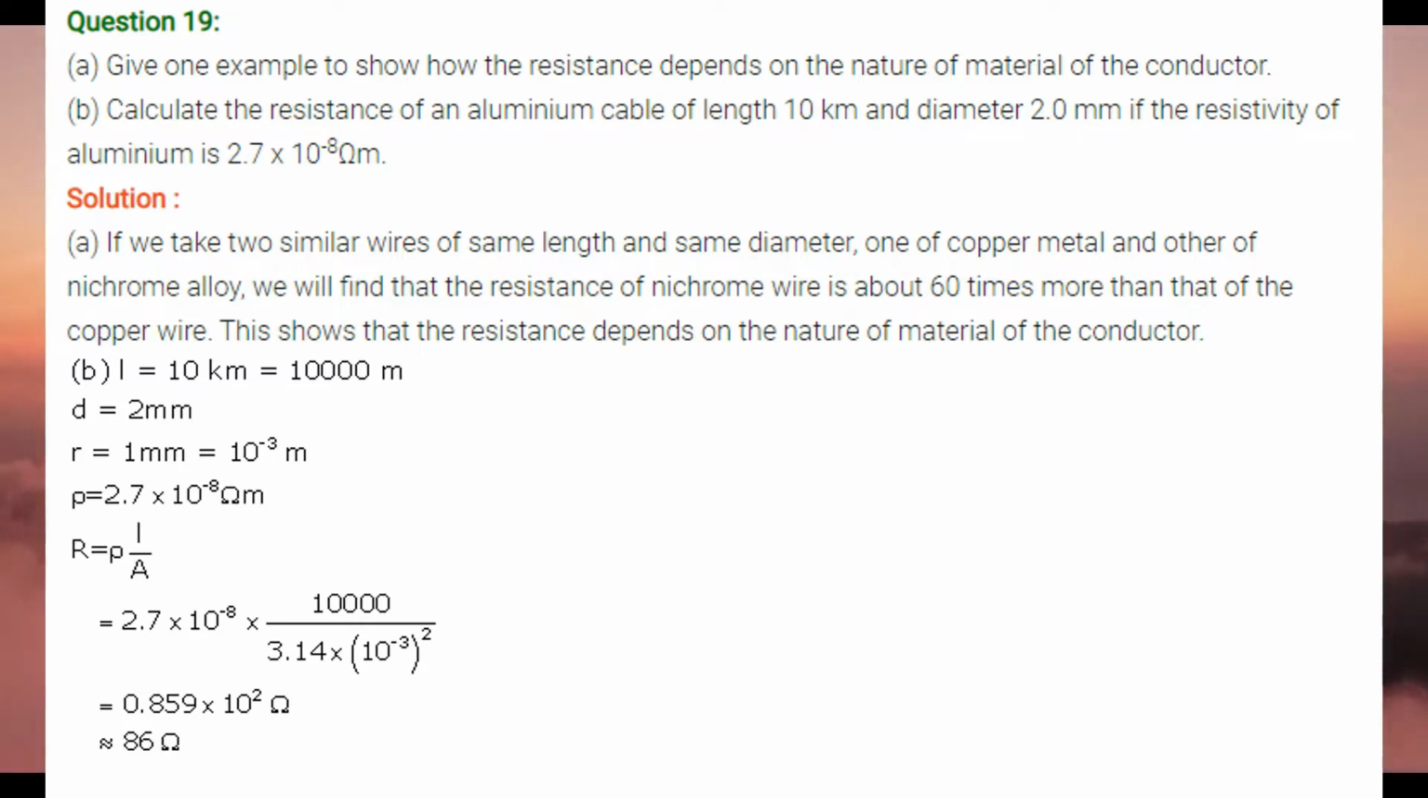B. Length equals 10 km equals 10 × 10³ m. Diameter D equals 2.0 mm. Radius r equals 1 mm equals 1 × 10⁻³ m. Cross-sectional area A equals πr² equals π × 10⁻⁶ meter square. So resistance equals ρ × L upon area. Equals 2.7 × 10⁻⁸ × 10⁴ upon π × 10⁻⁶ ohm. R equals 85.98 ohms.